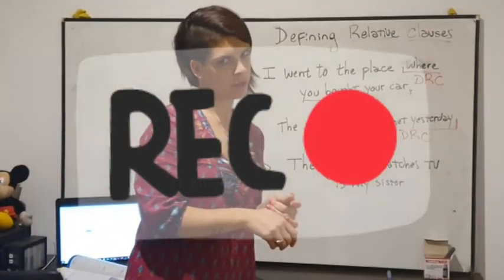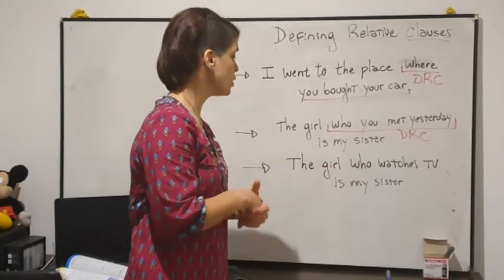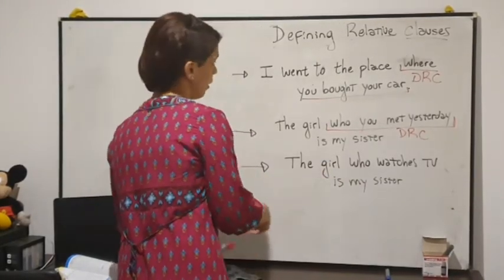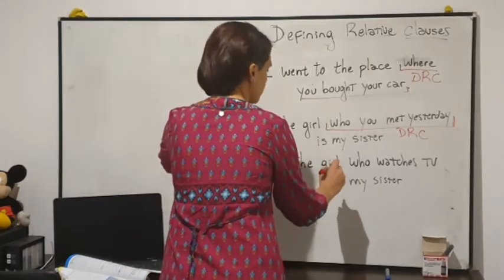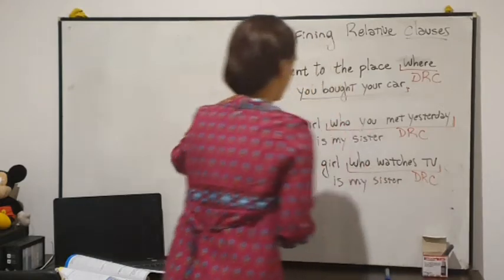I have a problem with the camera. So I added a third one. The girl who watches TV is my sister. So the relative clause, the defining relative clause, is who watches TV. Defining relative clause.